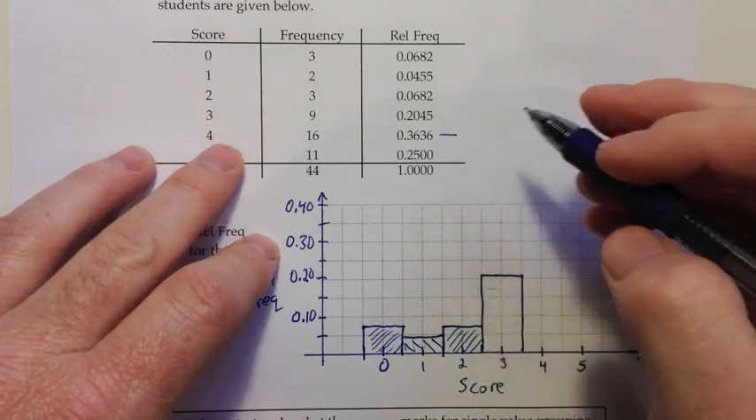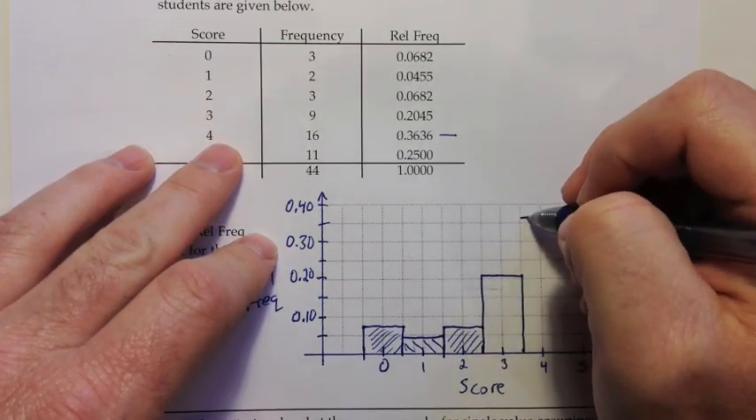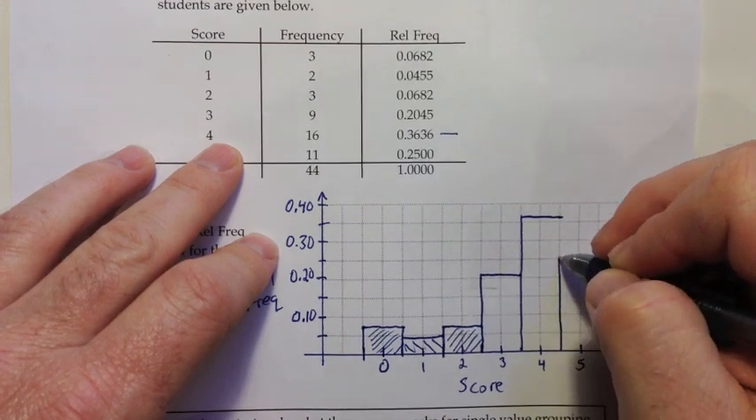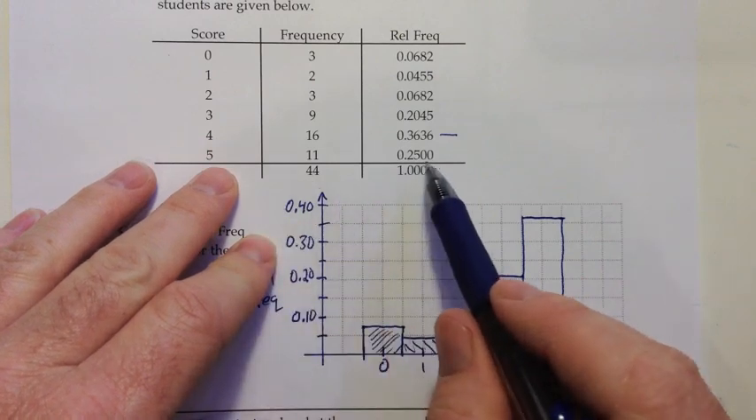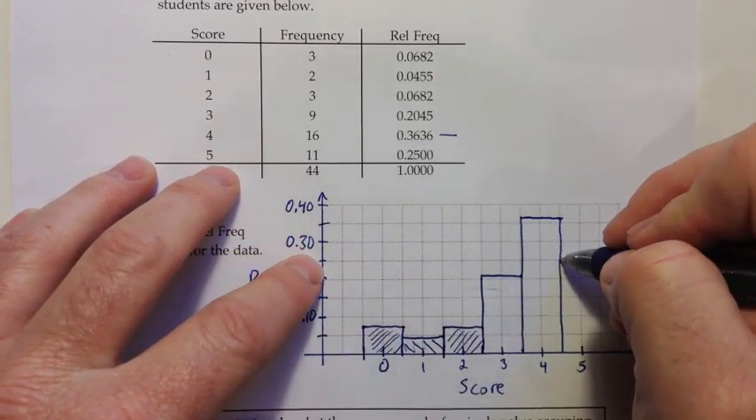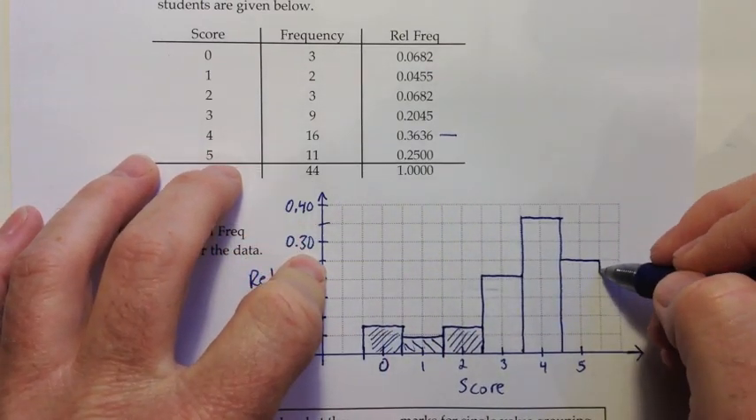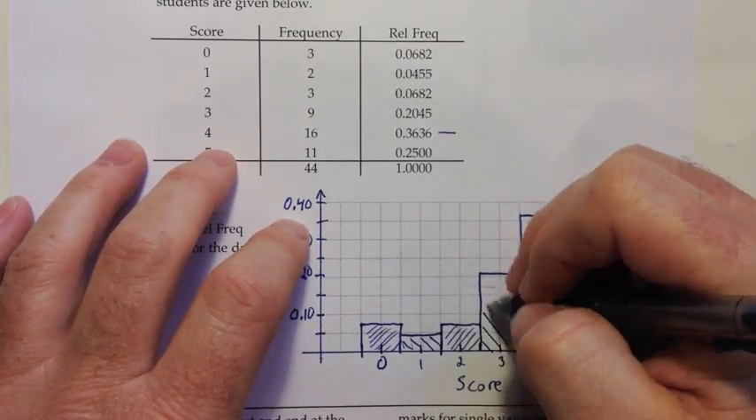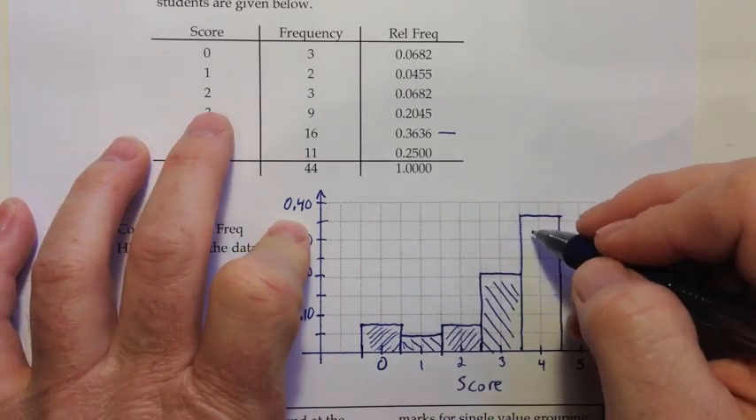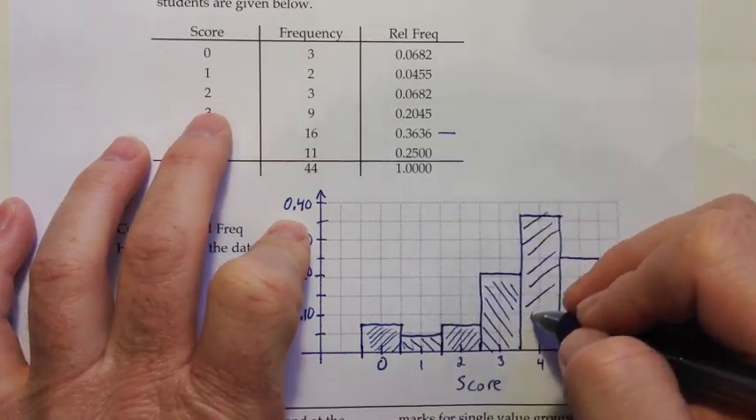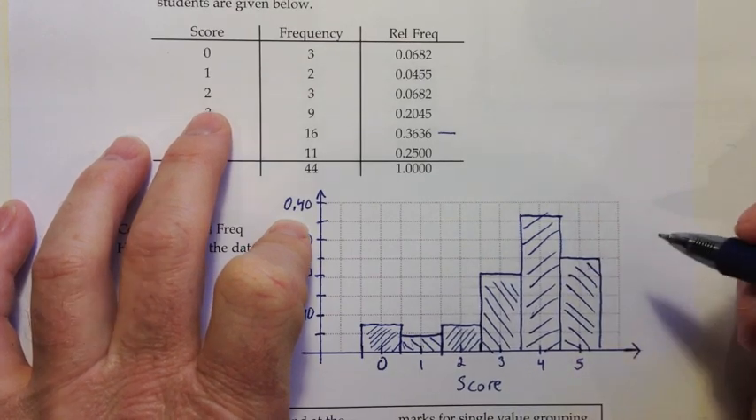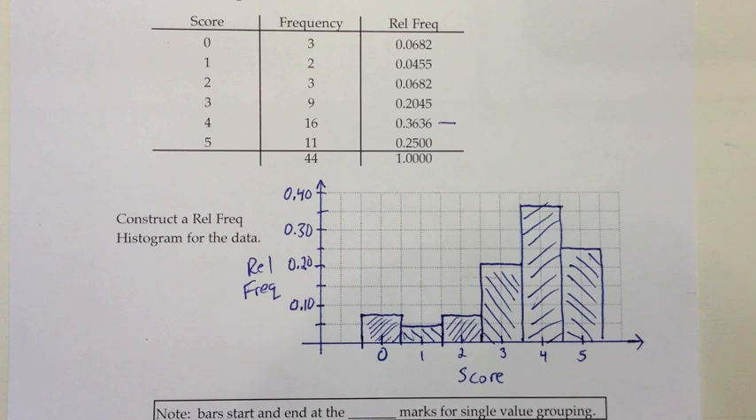The bar for 4 is our tall one at 3.636, so just a little above the 3.5 line. And then the bar for 5 goes up to 0.25, so that's right on one of our notches right there. And then I'm just going to go ahead and shade in the rest of those to finish it off. I do like to use different shading on bars that are next to each other, so I'm just using different direction diagonals so that they're a little bit distinguished visually. In addition to their height, we can see the slightly different pattern. Alright, so that's our relative frequency histogram for single value grouping.